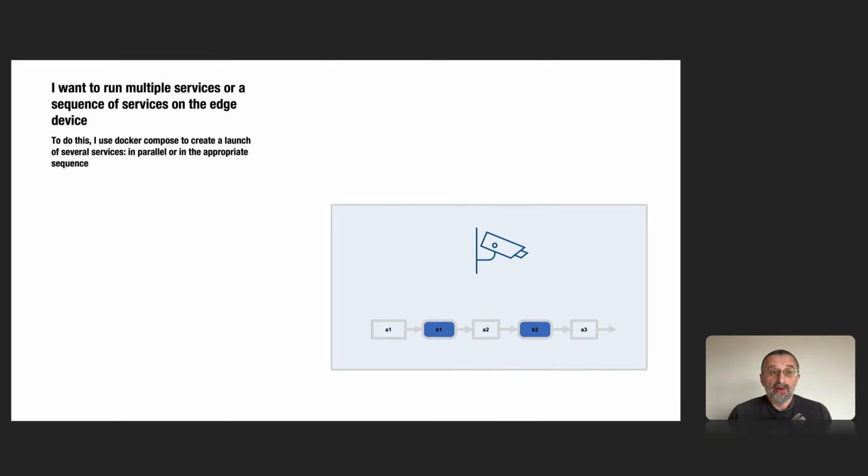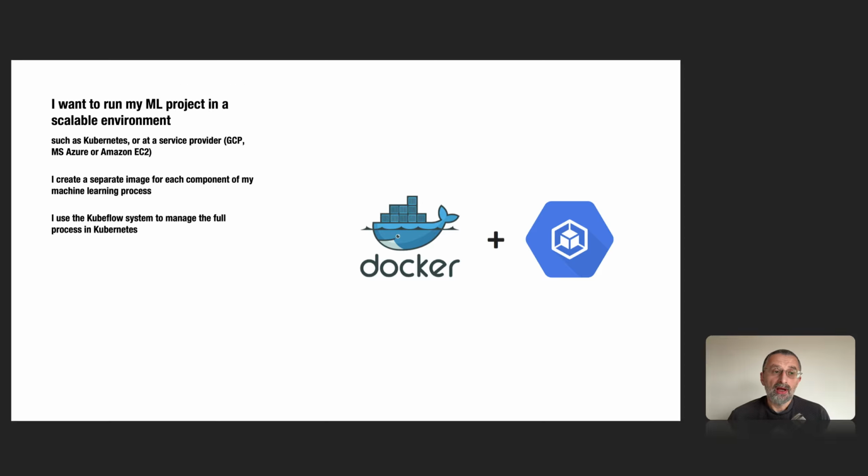Or you may want to run multiple services or sequence of services on the edge devices. Once again, to do this, you can use Docker Compose to create and launch several services, parallel or in the appropriate sequence. Once again, this is a kind of pipeline, but on the edge device like the camera or smart sensor. It's also possible. So, as you can see, possibilities are almost endless.